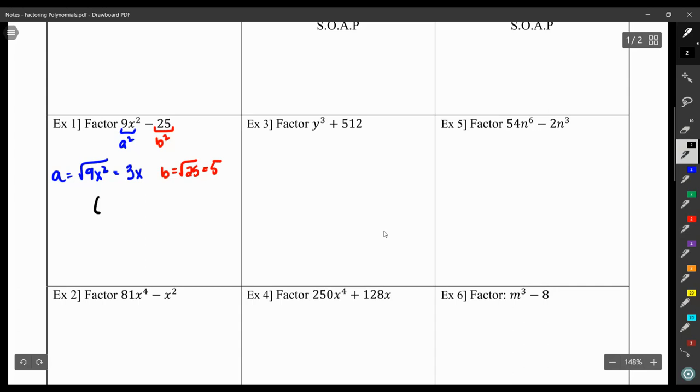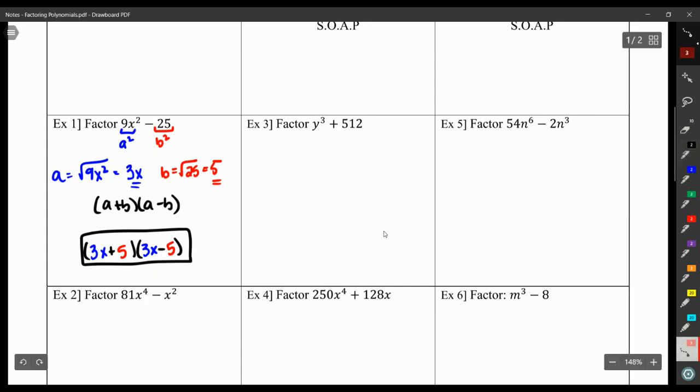So what we're going to do is use this pattern, A plus B times A minus B, to factor this quickly. So we have 2 factors. The A's are going to go in the front, so 3x goes in the front where the A's are. B, which is 5, will go in the back. And then we put 1 positive and 1 negative. And this is the difference of squares factoring pattern for 9x squared minus 25. If you wanted to check, you could simply multiply this back out and you should end up back at 9x squared minus 25.